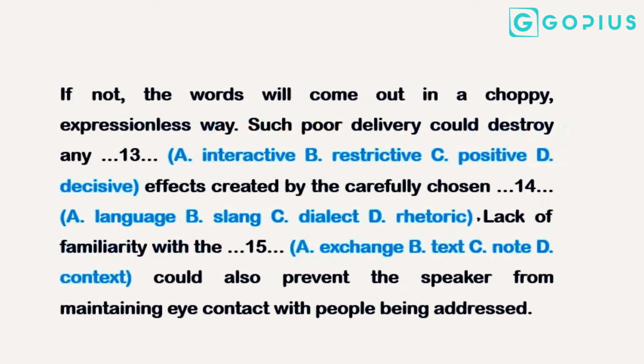The next, moving on, we have: if not, the words will come out in a choppy, expressionless way. Such poor delivery could destroy any what? A, interactive, B, restrictive, C, positive, D, decisive effects created by the carefully chosen what? A, language, B, slang, C, dialect, D, rhetoric. And lack of familiarity with the what? Exchange, text, note, or context could also prevent the speaker from maintaining eye contact with people being addressed. So let us look at the answer.